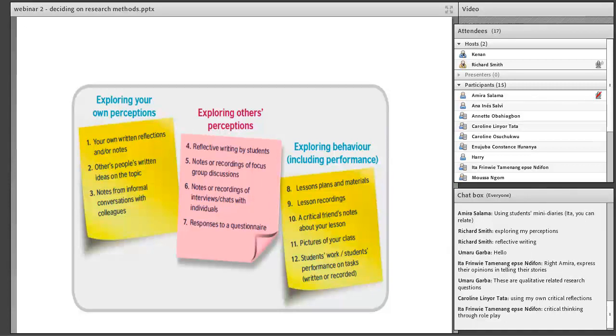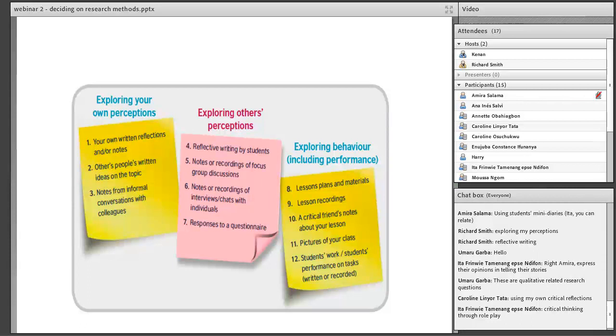But you can get some useful information from number 4, for example, reflective writing by students, without having to make a big questionnaire and spend a lot of time thinking of what the questions might be. You can also remember interviews and chats as another way. Exploring behavior or performance, these ways might help you.